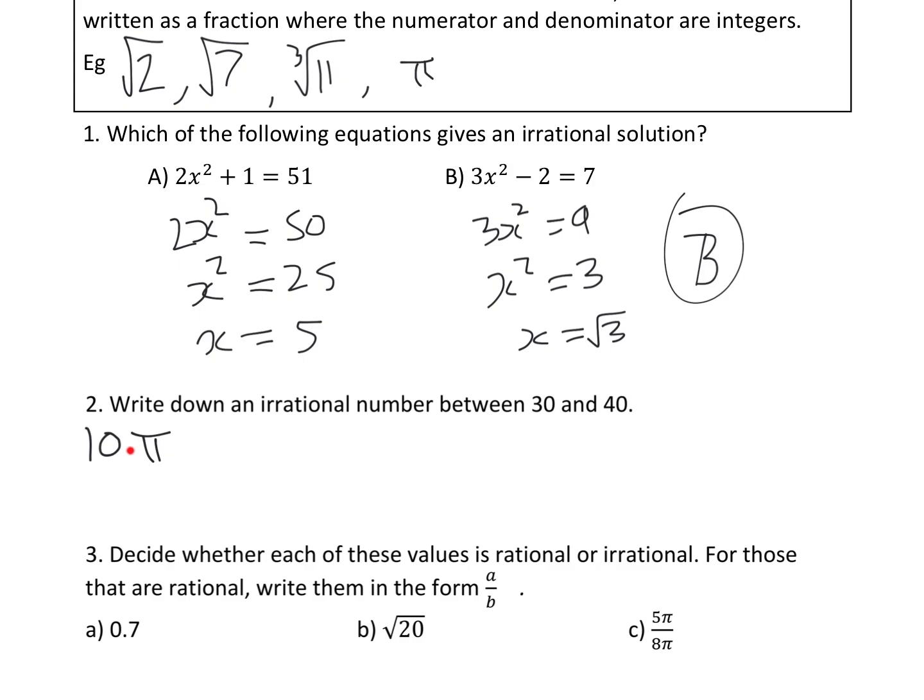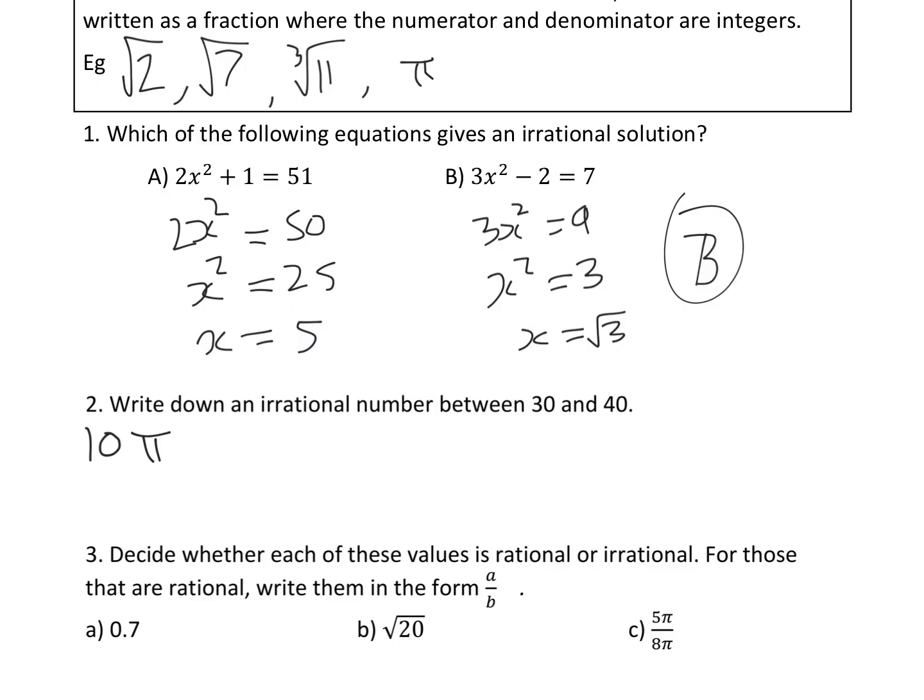And if pi is irrational, multiplying it by 10 is not going to make it rational, it's still going to stay irrational. So 10 pi would be your sort of textbook answer. Here's another approach though, which is useful.